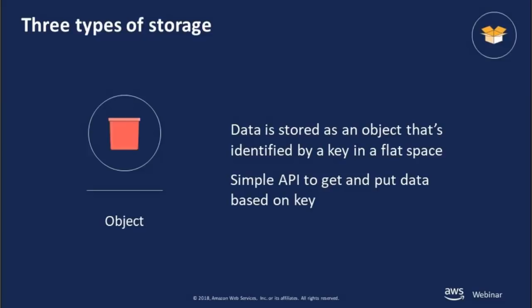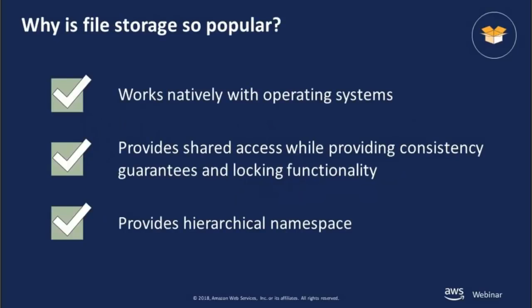And then finally, we have object storage. This is when data is typically stored within a container. This container is called an object, and there's lots of metadata associated with that object. There is no hierarchy structure. So all this information, or the file, is stored in a flat space, and you gain access and interact with this data, this object, using simple API calls. This is where you would get or put data based on the key of that object.